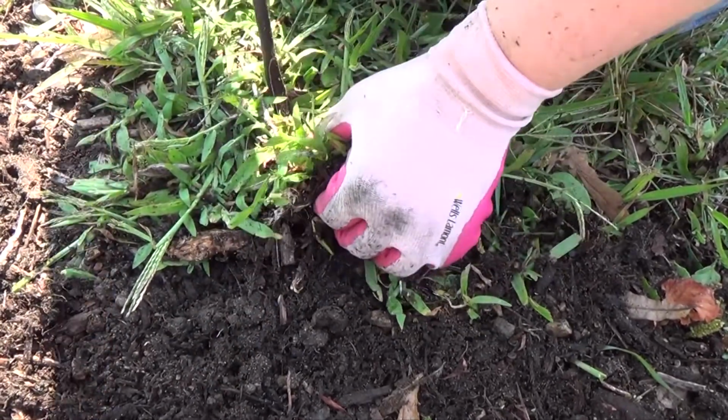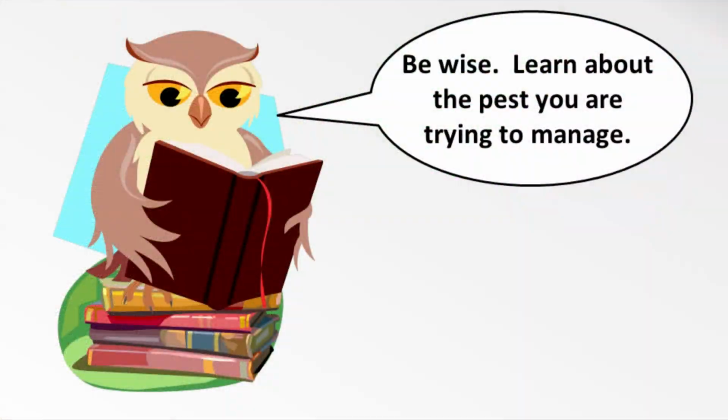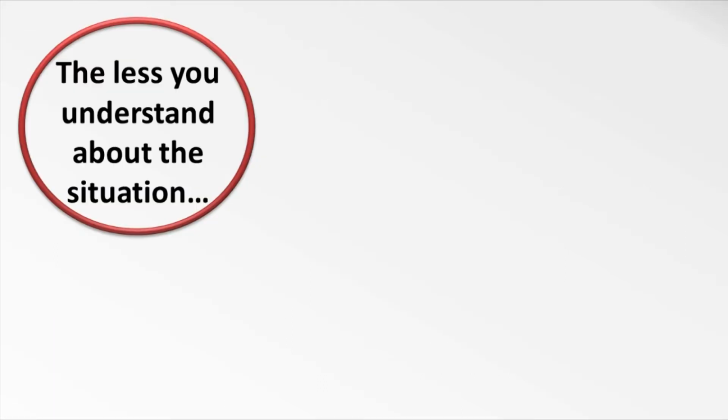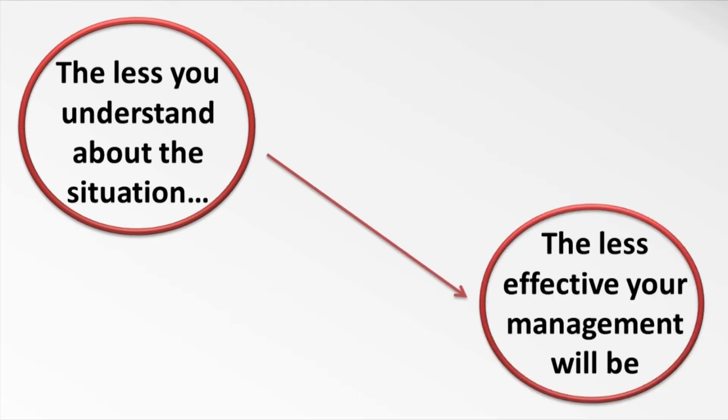Effective organic pest control and integrated pest management both require accurate information. The foundation of IPM is knowledge. Knowledge of the pest's life cycle, behavior, any seasonal cycles, population growth, and their interactions with their host and environment. In pest management, not understanding as much as you can about your particular control situation will make your efforts less effective.